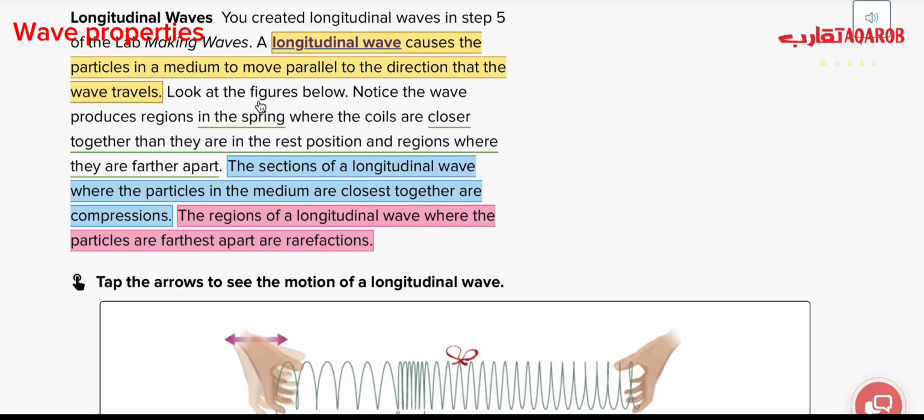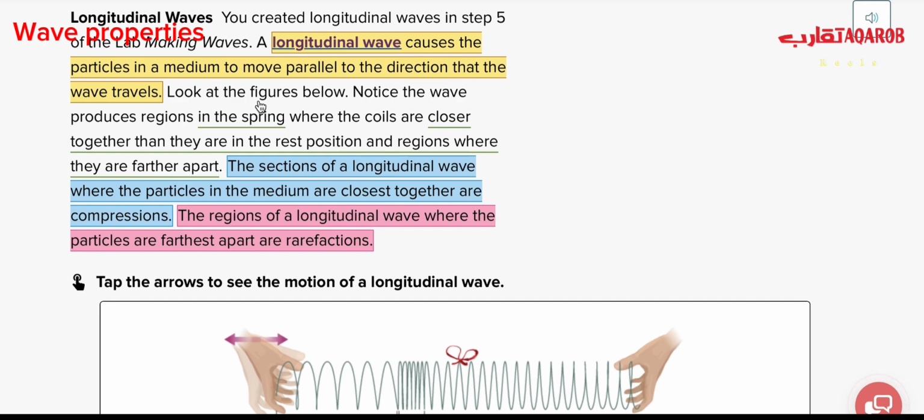Let's talk about longitudinal waves. A longitudinal wave causes the particles in a medium to move parallel to the direction that the wave travels. So, if the particles in a medium move parallel to the direction that the wave travels, this is a longitudinal wave.